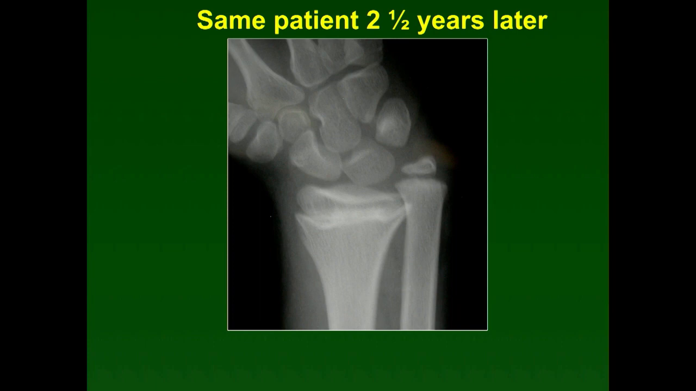So your treatment here is going to be a little bit different because you've now got distal radial ulnar dissociation, you've got a shortened radius.